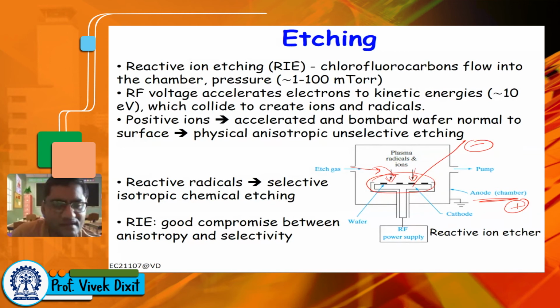So these are molecular fragments, and these radicals are similar to chemical etching, so they are usually isotropic, and these bombardment ions give anisotropic etching. So basically you can control these two, and you can have the combination of anisotropy and selectivity. So this is reactive ion etching, and we already discussed the wet etching and the dry etching.